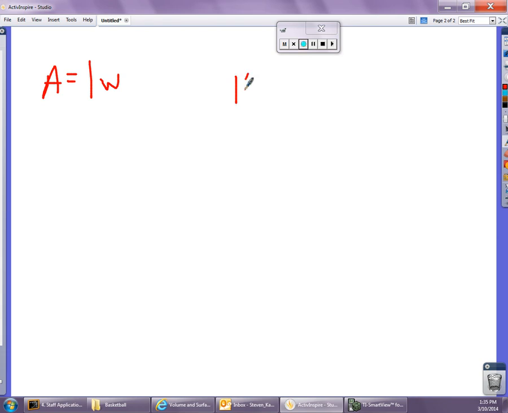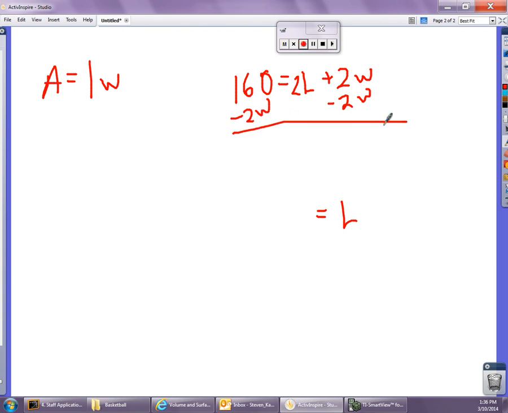We do know that the perimeter is 160, and perimeter is equal to 2L plus 2W. If you can solve one of these for a variable, we can plug it back into this formula, and we'll only have one variable to use. Whether you want it to say L equals or W equals doesn't make a difference. I'm going to solve it for L. Divide by 2. Remember, both things get divided by 2. And you're left with L equals negative W plus 80.